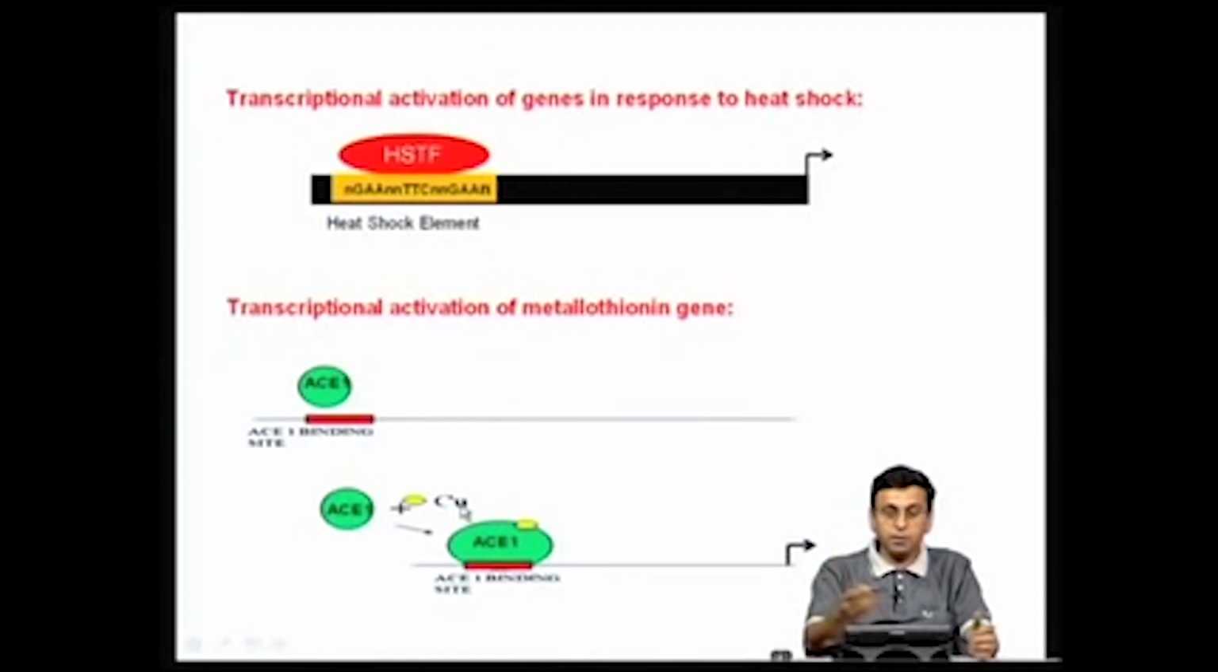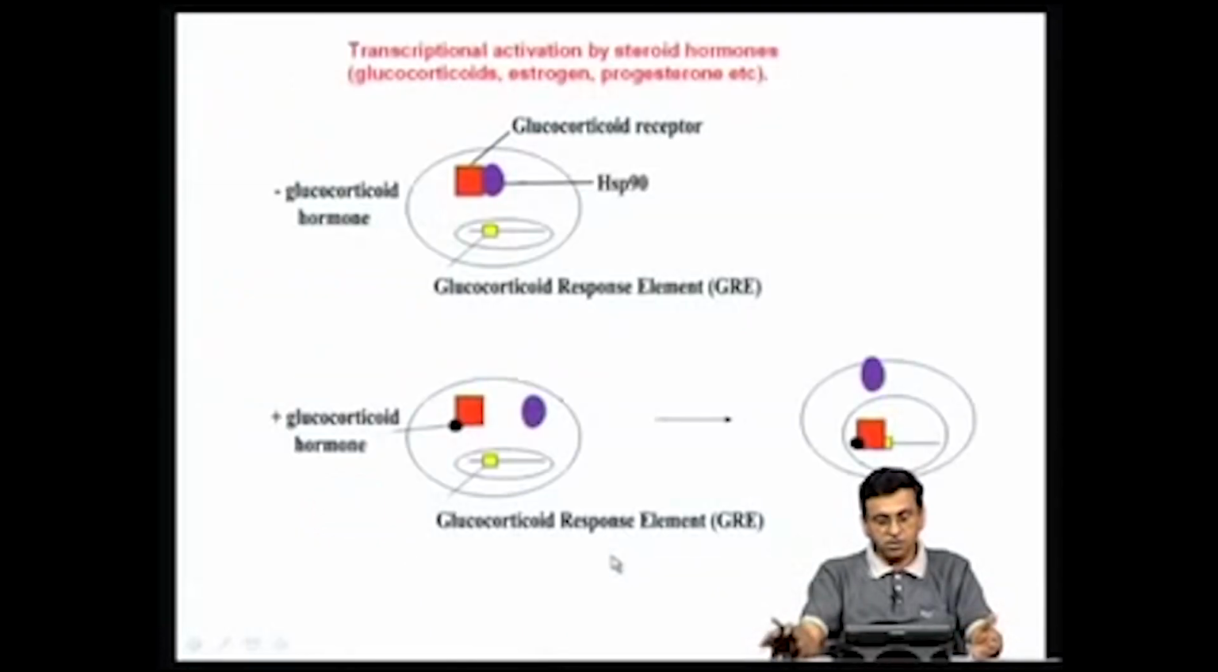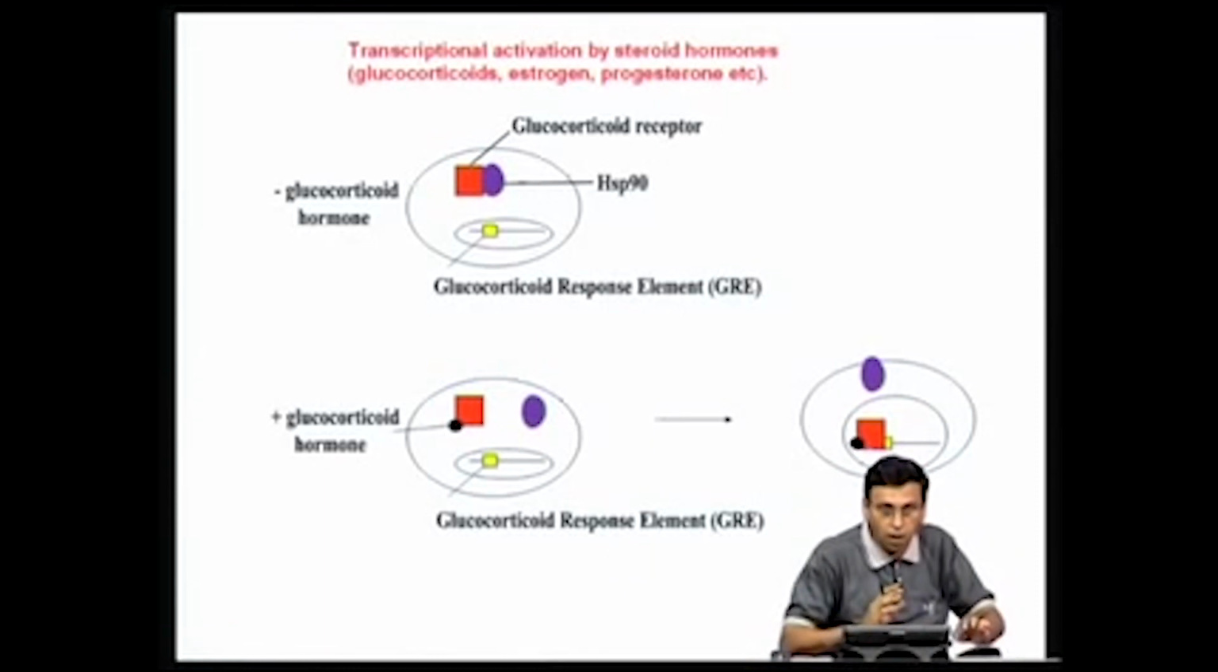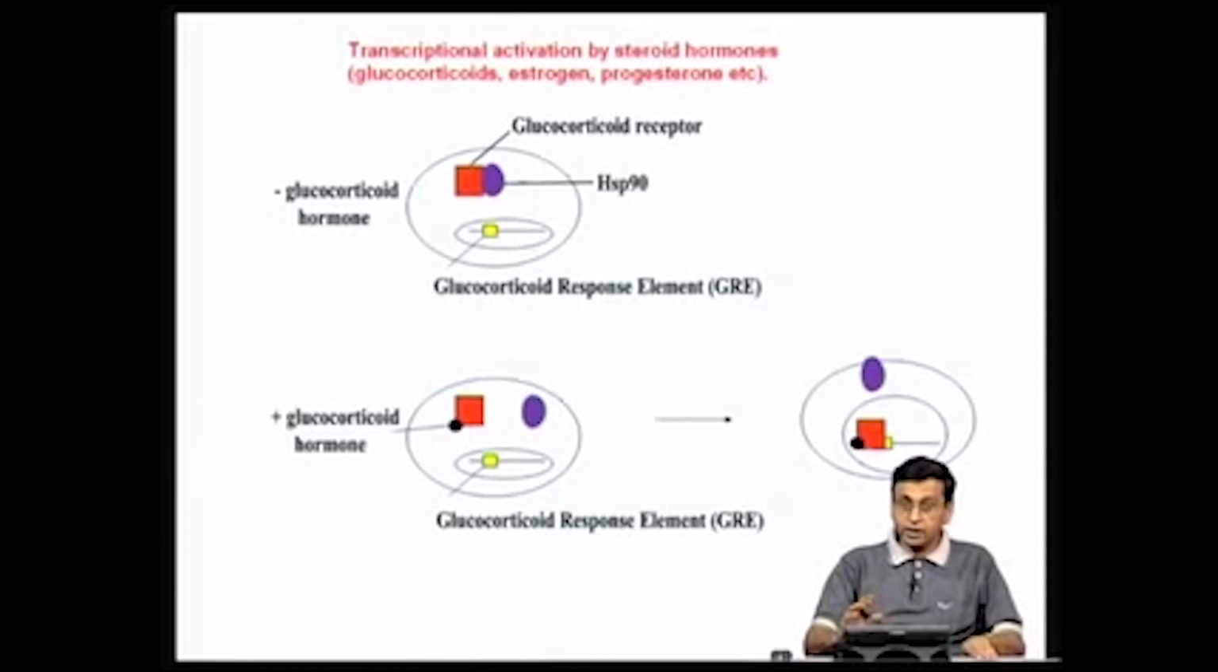And it turns out when there is an increase in metal concentration, for example copper sulfate or copper chloride in the culture medium of yeast cells, this copper goes and binds to this particular transcription factor. As a result, in the presence of copper, ACE1 can bind to this particular sequence in the metallothionein promoter and enhance the rate of transcription initiation. So metallothionein genes are transcribed only when you have metals like copper in large amounts, because this copper binds to the transcription factor and makes it transcriptionally active, so it can then activate the transcription of these genes.